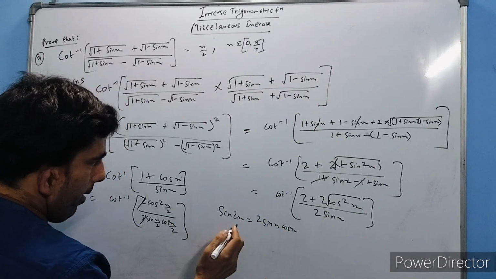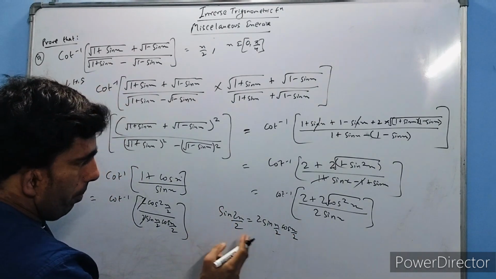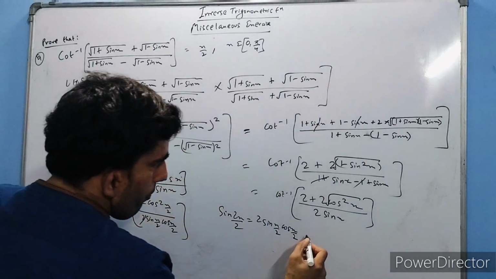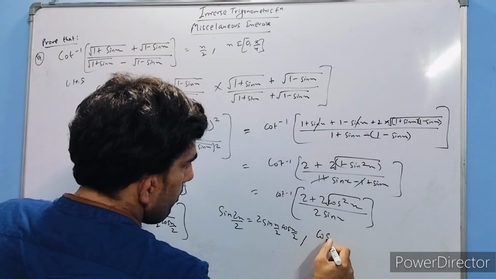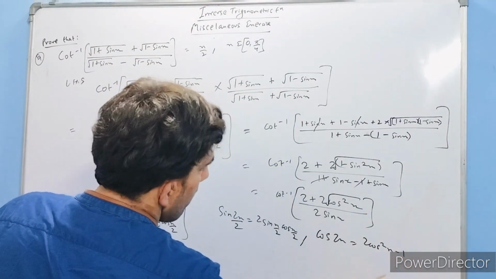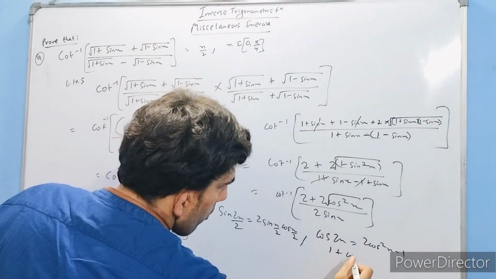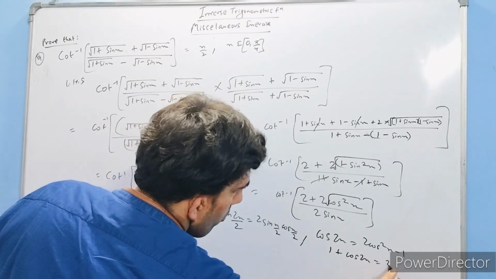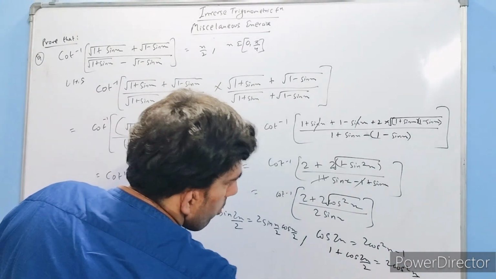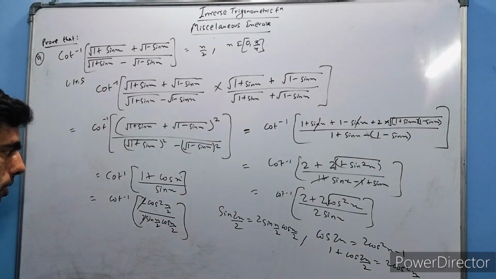So if I reduce this by 2, so what will happen? Sin x will be 2 sin x by 2 cos x by 2, and similarly here I have used a formula, cos 2x, that is 2 cos square x minus 1. So now I will be taking that 1 plus cos 2x is equal to 2 cos square x, but if I divide by 2, so 1 plus cos x will be 2 cos square x by 2. Okay, so that is how I have done this.